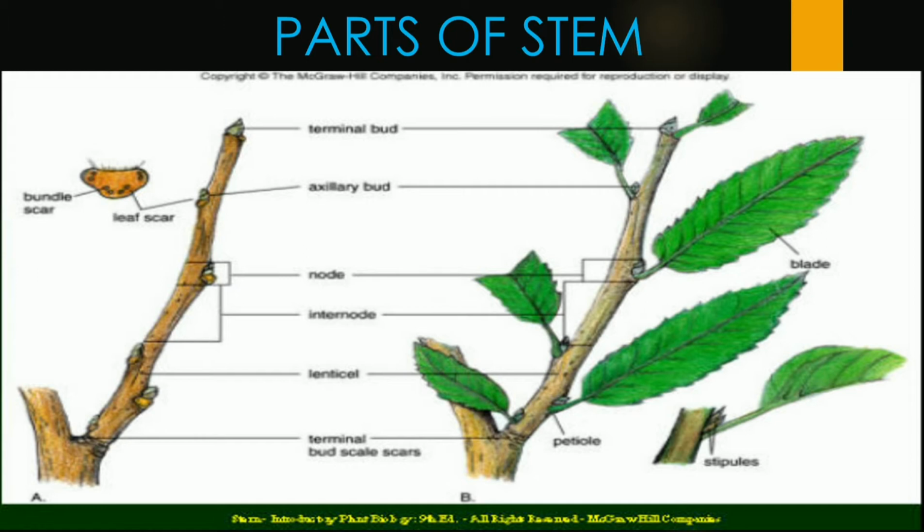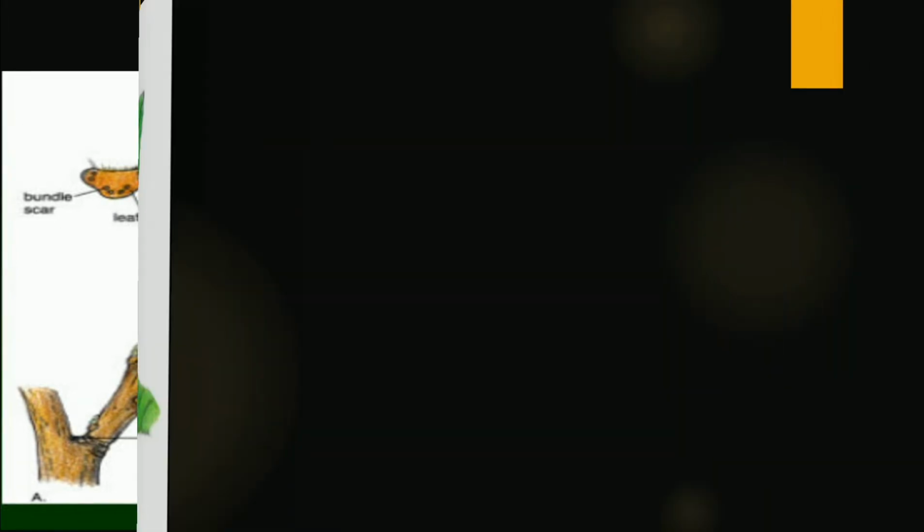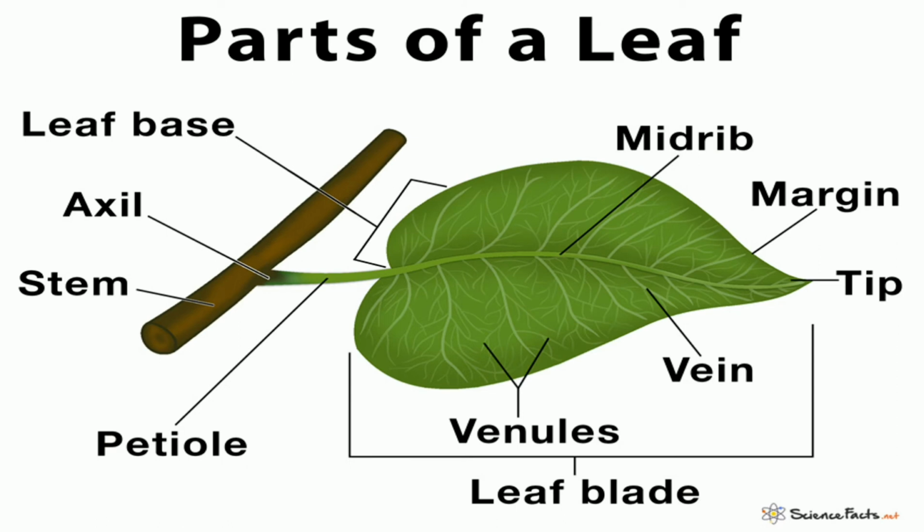Then the next main part is the leaf. We are observing the main parts of the leaf in the diagram. Leaves arise from the nodes on a stem. Generally, leaves are thin, flat, and green in color. Due to the green pigment, chlorophyll, the leaf can perform photosynthesis with the help of sunlight, carbon dioxide, water, etc.